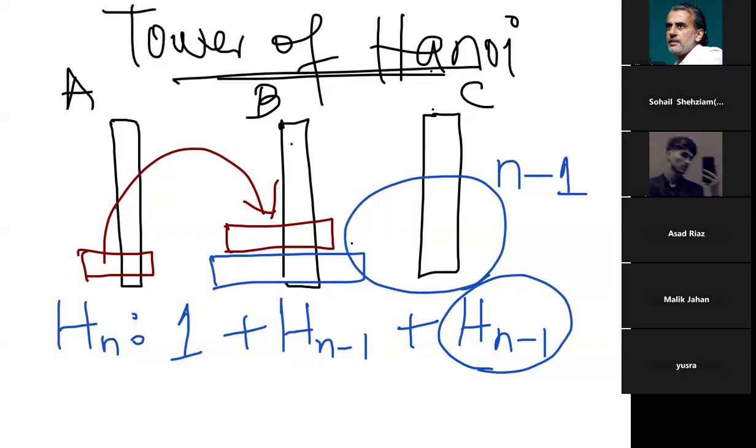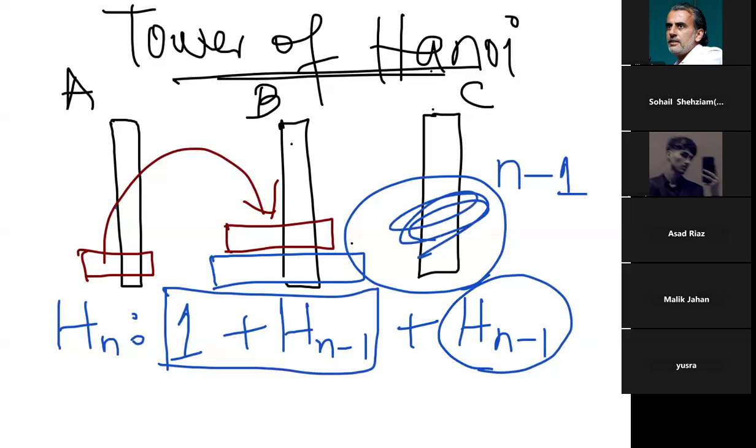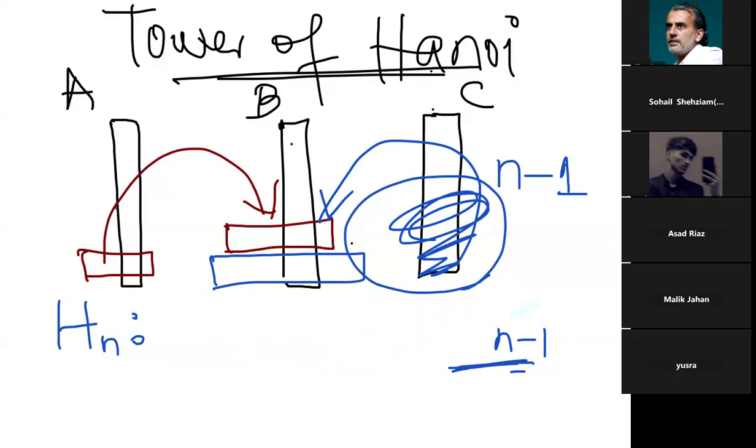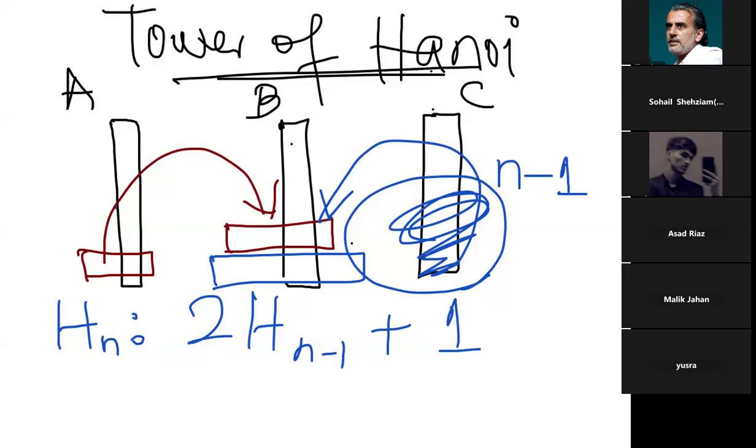Because in the first go, we put them into a temporary tower, which was C in our case, and we wanted to move the bottommost disk to the empty tower, which was B in our example. Now, once we are done with that, first 1 plus hn minus 1 moves have already been done. So in order to bring the disks from this part over here, we need to spend an additional hn minus 1. So in summary, this part gives us the expression that hn is 2hn minus 1 plus 1. Okay.